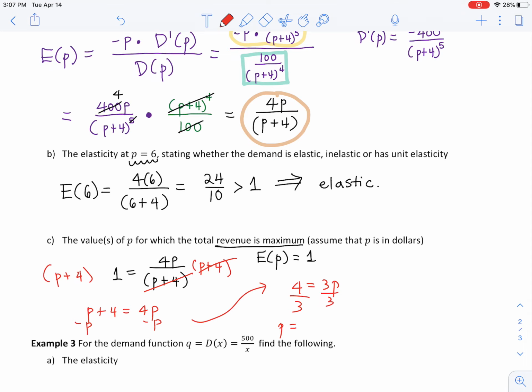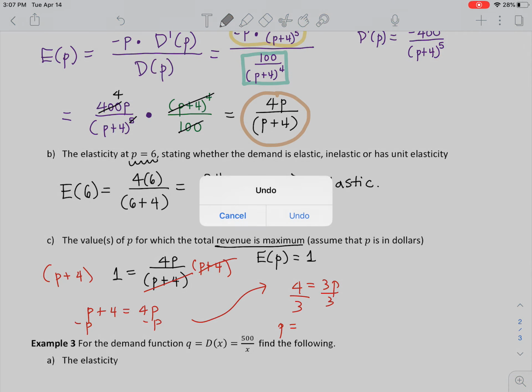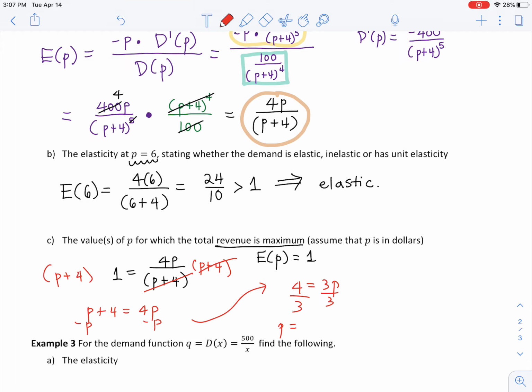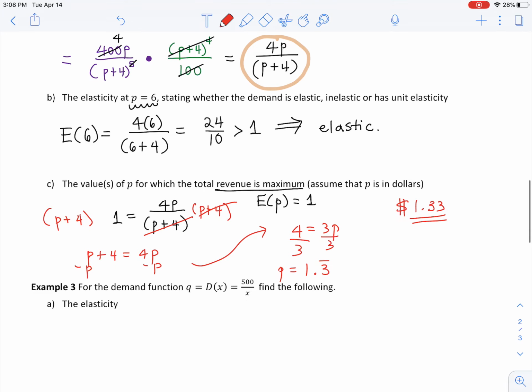So instead of giving them 4 over 3, I can give them a decimal. What is 4 over 3 in decimal, guys? 4 over 3 is 1.3 repeating. So that's it. If the price is $1.33, we will say that the total revenue is maximized.